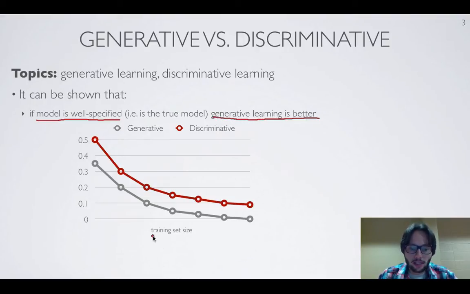That is, for any size of training set that we use, there's always going to be a gap between what generative learning gets in terms of generalization performance compared to discriminative training. So generative training is going to perform better. They should both eventually converge to essentially an error of zero, so a perfect performance. But generative learning is going to get there much faster.